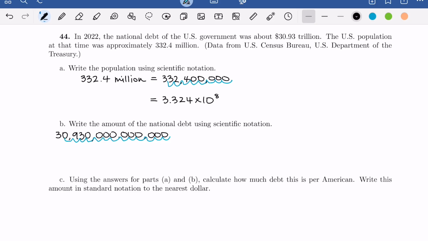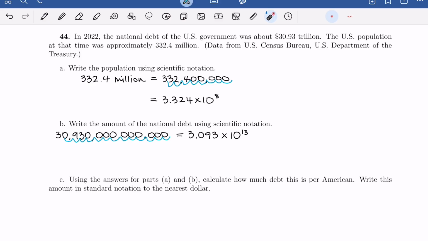So the national debt written in scientific notation is going to be 3.093. Like I said, we're going to take all of these numerical values here and only stop when we only have zeros left over. And we moved this decimal 13 units to the left. So in scientific notation, 30.93 trillion is given as this here. Now, lastly, we want to use these answers for parts A and B and calculate how much debt this is per American. I want to write this amount in standard notation to the nearest dollar.